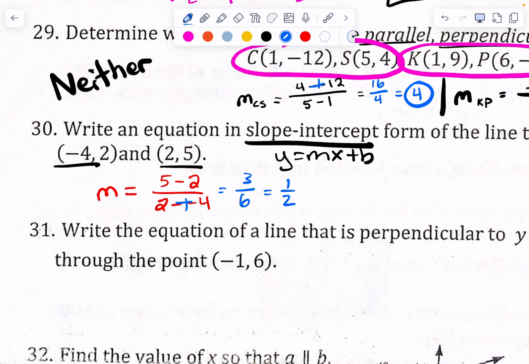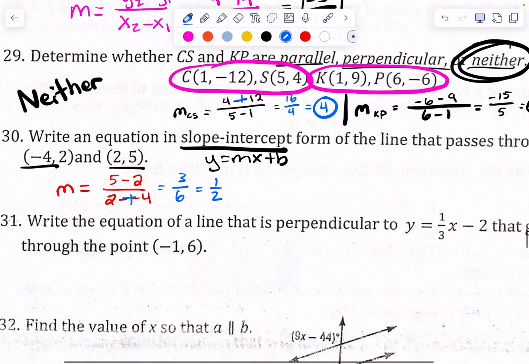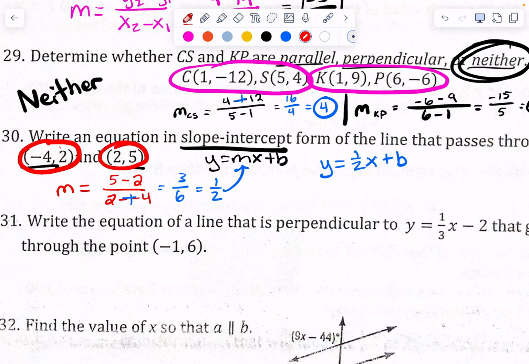That's the slope. So I'm going to put that in right here for slope. y equals 1/2 x, that's the m I just found, plus b. Now, how do I find b? Plug in a point. I can plug in either one, it doesn't matter. I want to plug in 2, 5.